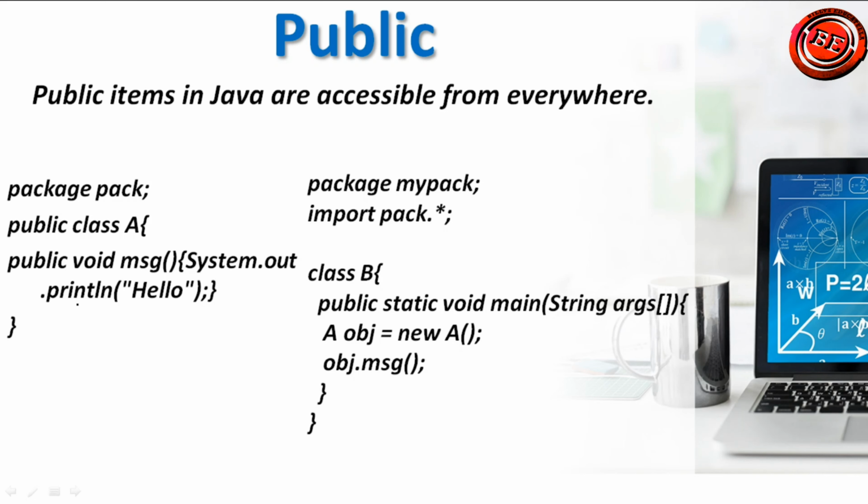So here is an example. I have one package named pack and another package named mypack. Here I declared a method named msg, but the modifier is public. So this method can be accessed in any package or in any class. In this package we import the contents present in pack. After importing that, we can access it and generate the output. I hope you understood. So public items in Java are accessible everywhere.